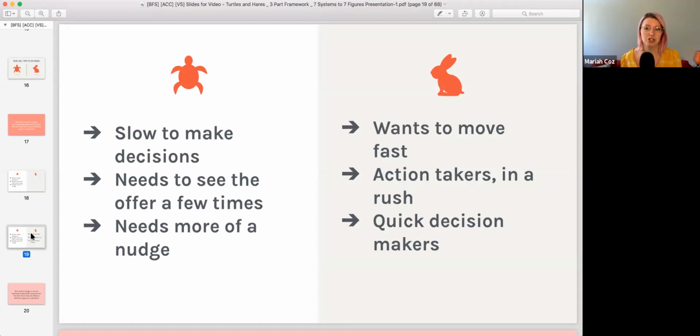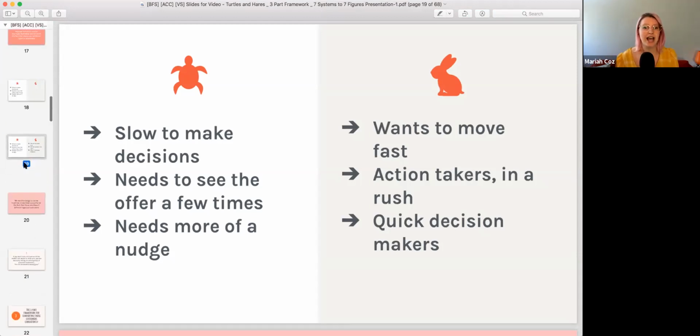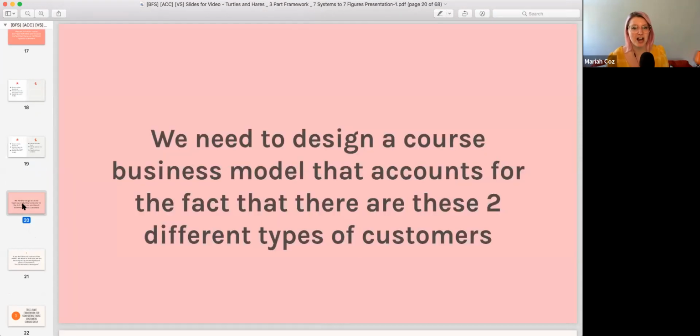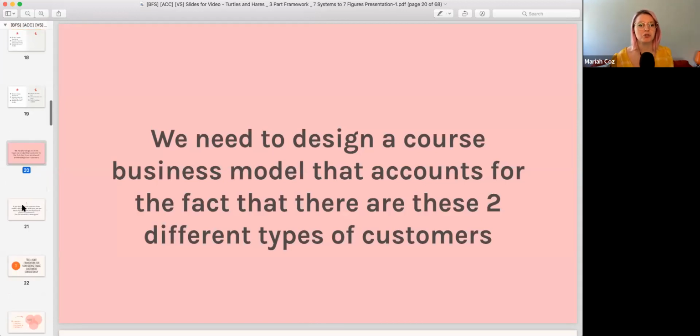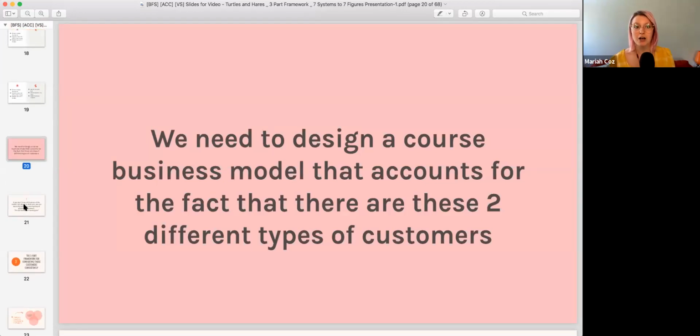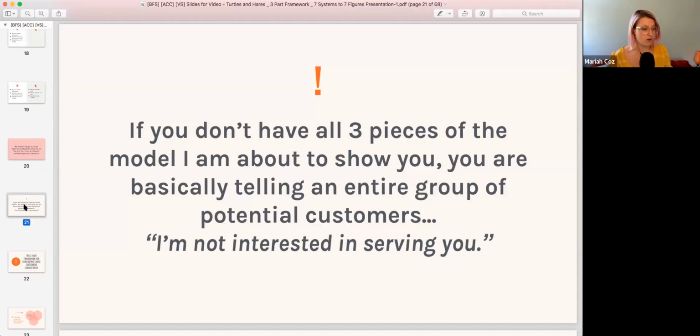They take action quickly. They move fast, and they're just ready to go. Okay. Very different from the turtles. Again, one is not better than the other. They're just different. And we need to make sure that we design our course business to account for these 2 different types of customers and to be able to convert and attract both of these different types of people, right?